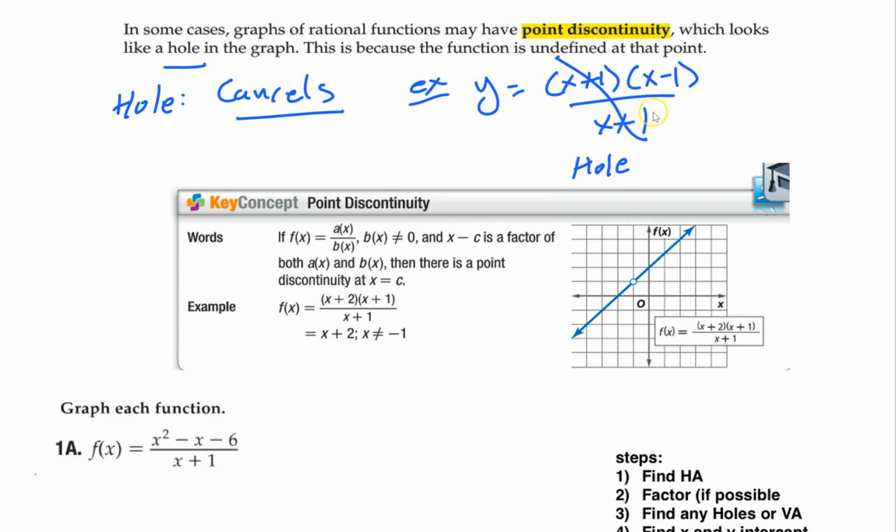Now where does the hole happen? It's just like a normal vertical asymptote. You set this equal to 0. So my hole should be at x equals -1. So that's where your hole is at.